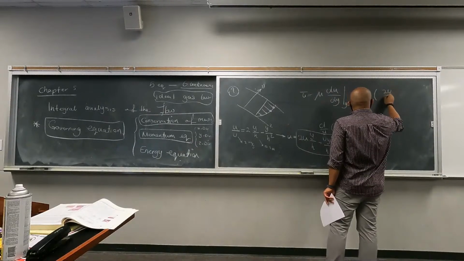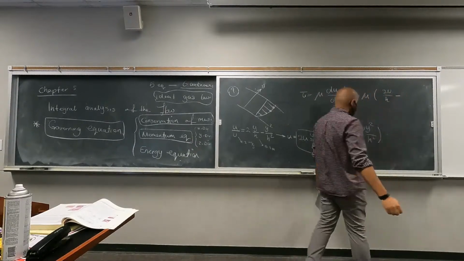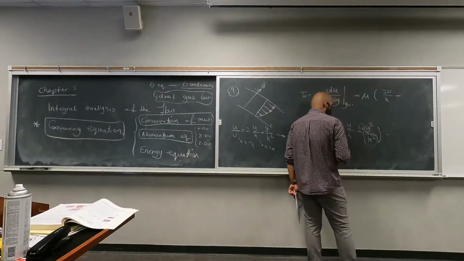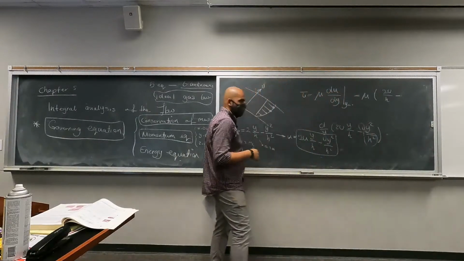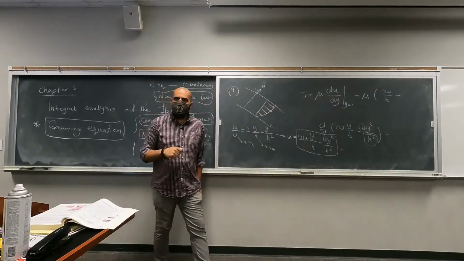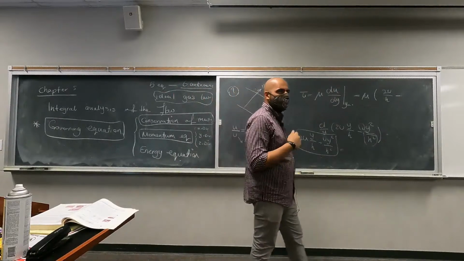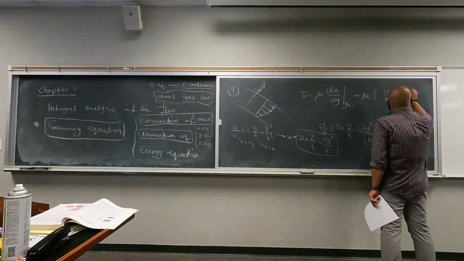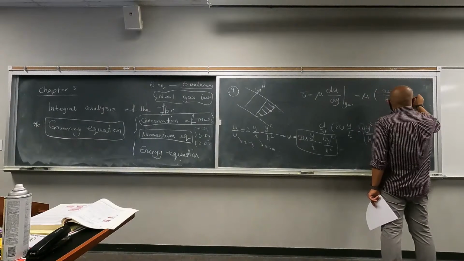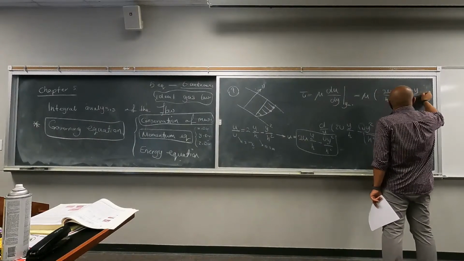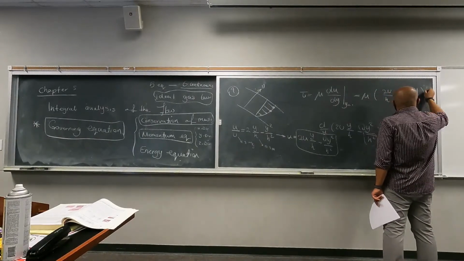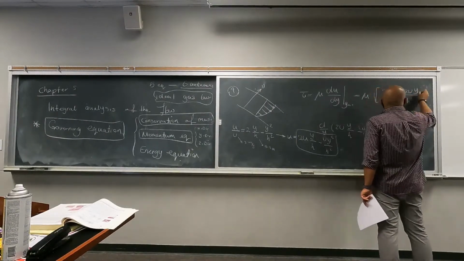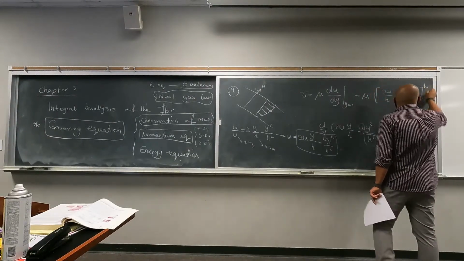2u divided by h minus, and the second one, this part is going to be just a constant value. The derivative of y squared with respect to y is going to be 2y. So 2y divided by h squared, and y changes from 0 to h.